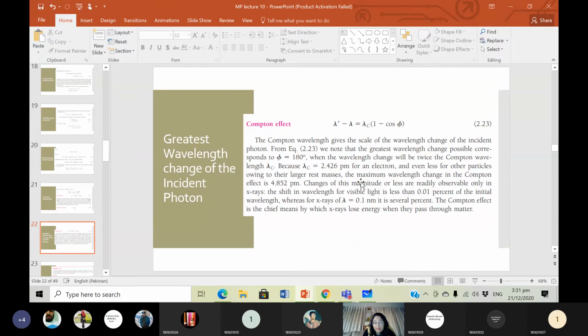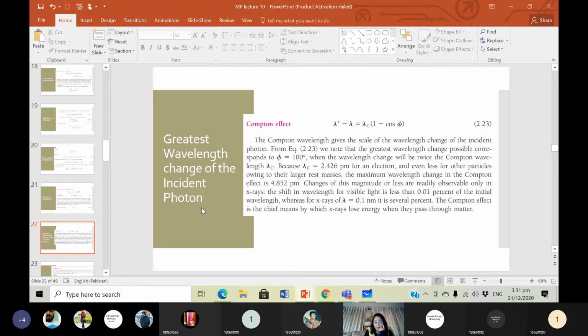And for other particles, it will be even less. Why? Because other particles will have more mass, right? For example, proton has more mass, neutron has more mass than electron. So lambda c would be even smaller because you're dividing by the mass. Okay? Owing to the larger rest masses, the maximum wavelength change in the Compton effect is 4.852 picometers.